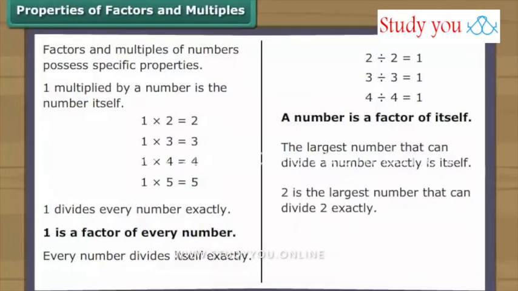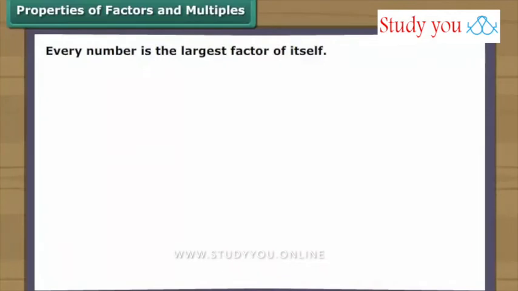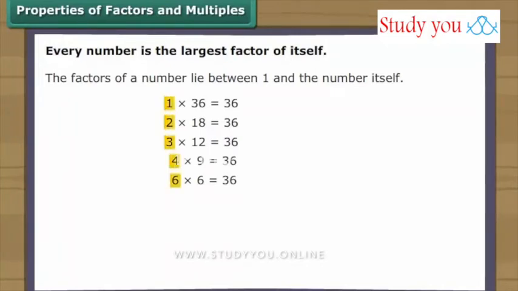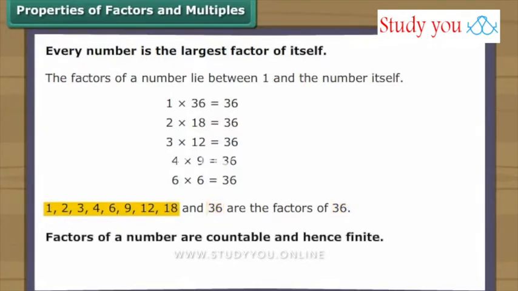2 is the largest number that can divide 2 exactly. Similarly, 3, 4, 5 and 6 are the largest numbers that can divide 3, 4, 5 and 6 respectively. Therefore, every number is the largest factor of itself. The factors of a number lie between 1 and the number itself. For example, let us look at the factors of 36. 1, 2, 3, 4, 6, 9, 12, 18 and 36 are the factors of 36. Therefore, the factors of a number are countable and hence finite.